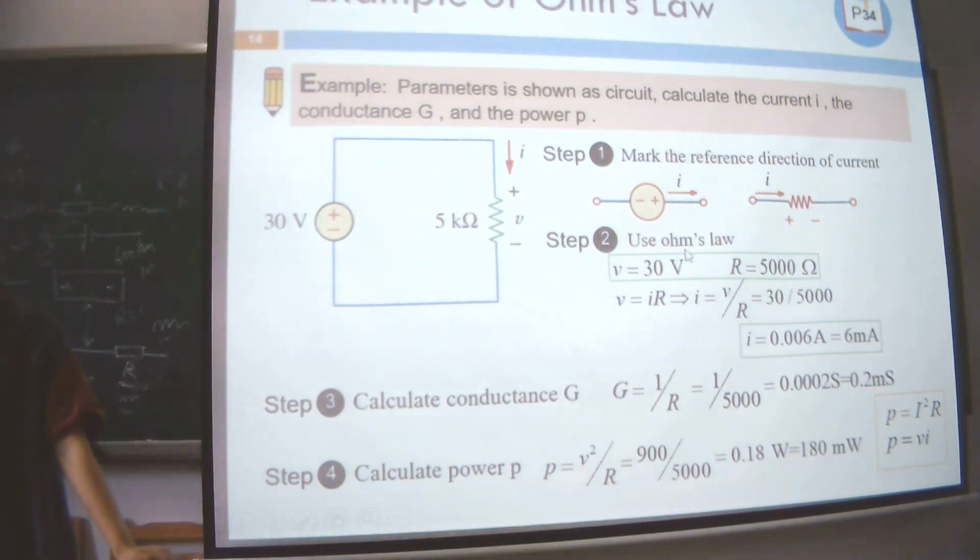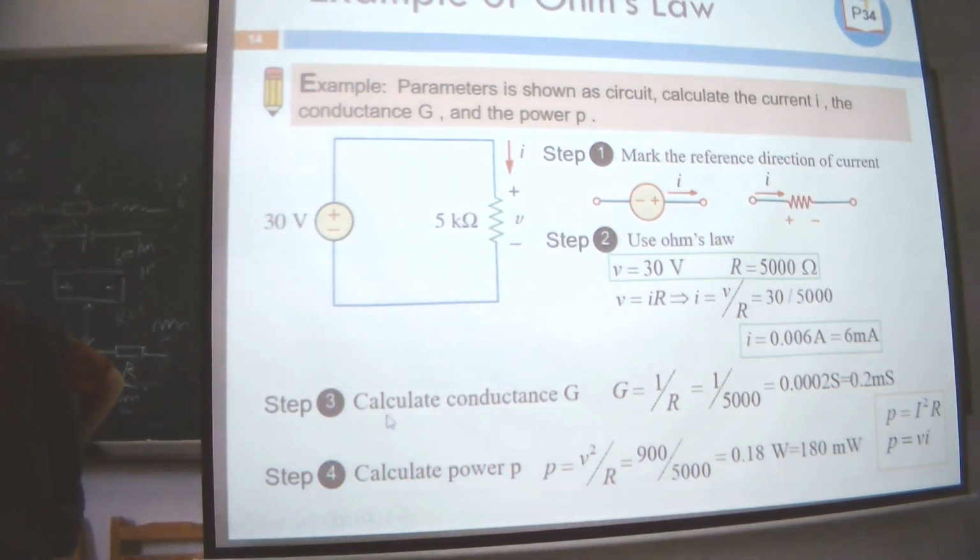Step 2, we use Ohm's law. For this case, because it is very simple, we can just use Ohm's law to solve it. We know our V is equal to 30, and our R is equal to 5,000 ohm. We just put V and R inside and we can calculate our I. After calculation, we get I equal to 0.006, and you also can write it using the SI unit.